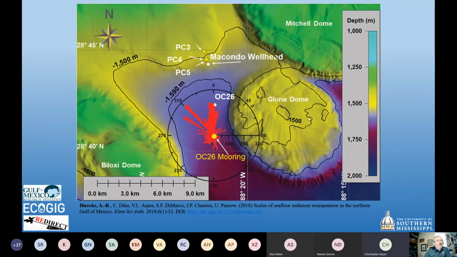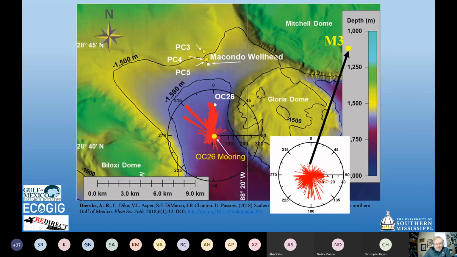Yep, looks good. Okay, so the M3 and OC26 sites: M3 is up on Mitchell Dome, and this is a bathymetry map showing that the darker the colors, the deeper the bathymetry, going down to 2,000 and 1,000 meters up here. The OC26 mooring is here, Macondo is here. This is about 6 to 7 kilometers south of Macondo where the mooring was, in between two domes, Biloxi and Gloria Dome. That's the reason why we chose the M3 and OC26 moorings to compare these sites.